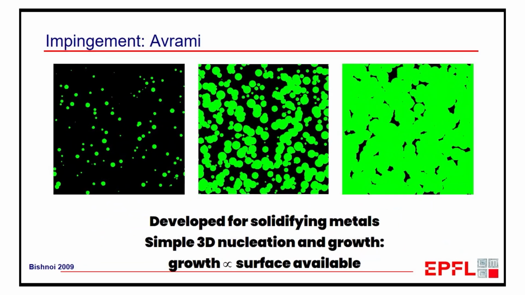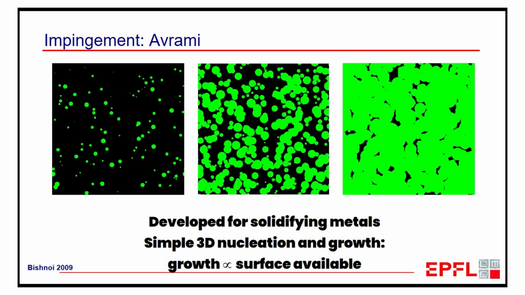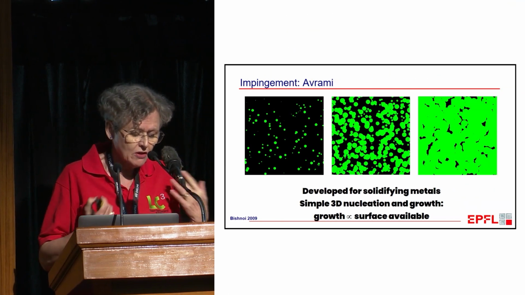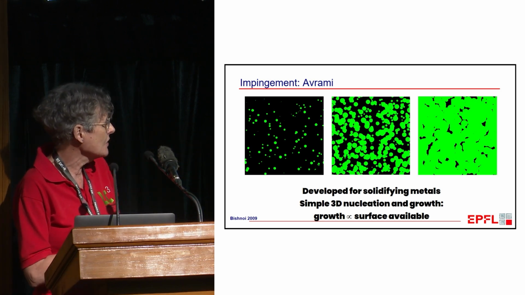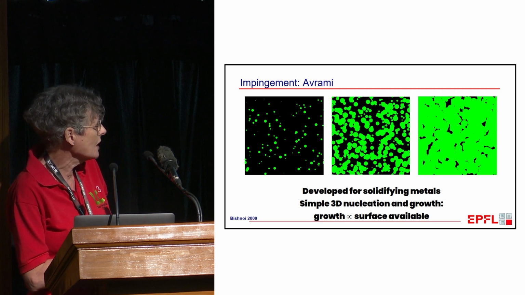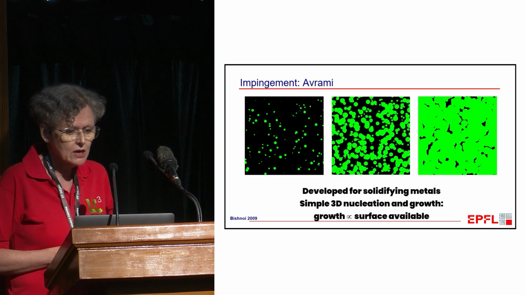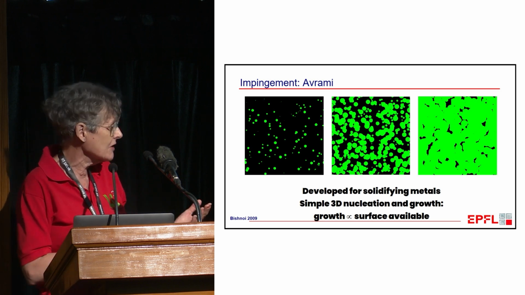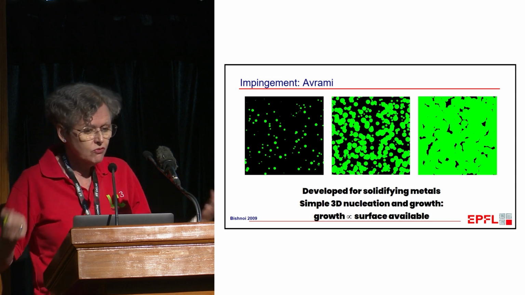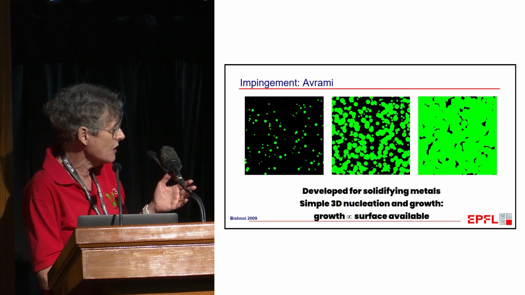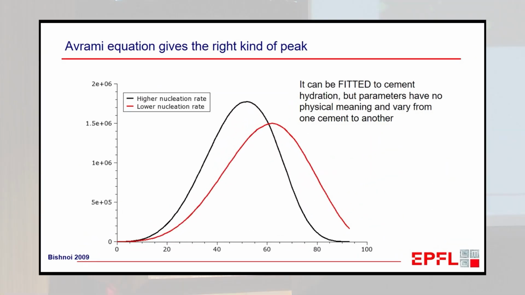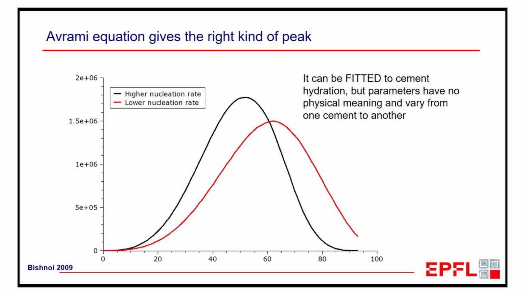And then we could do the same thing with the impingement model. This was actually a hypothesis put forward by somebody called Avrami for solidifying metals. He worked on this hypothesis in the 1930s. The idea is that you form a first little bit of solid, and then the rate of growth of that solid is proportional to the surface area. So as they first start to grow, the rate of reaction goes up. And then as they start to impinge on each other, the surface available for growth goes down. And you get these kinds of curves, and these curves look like the cement hydration curve.